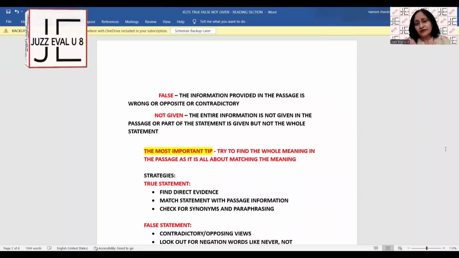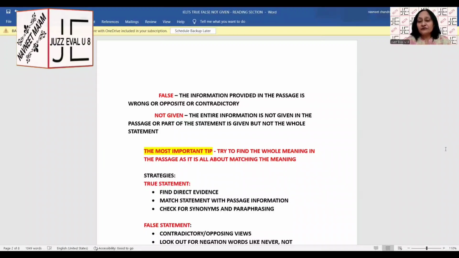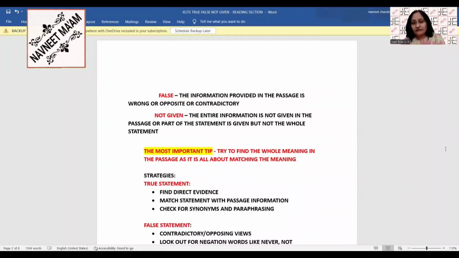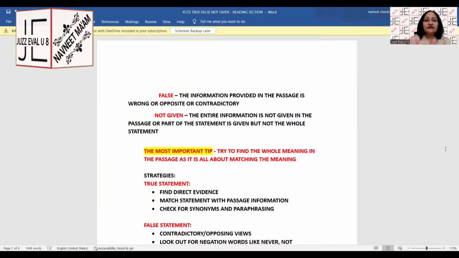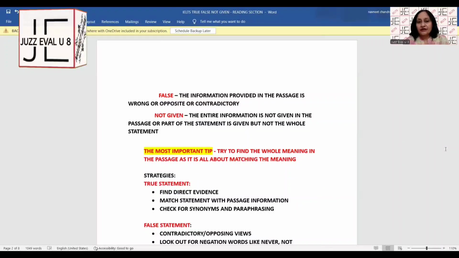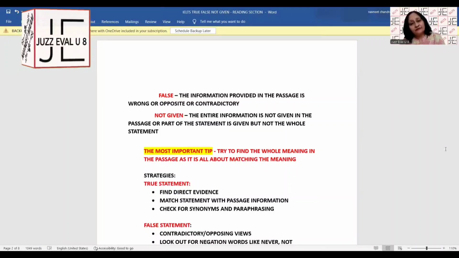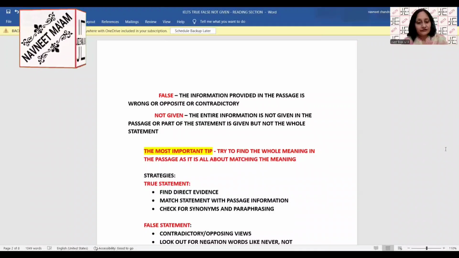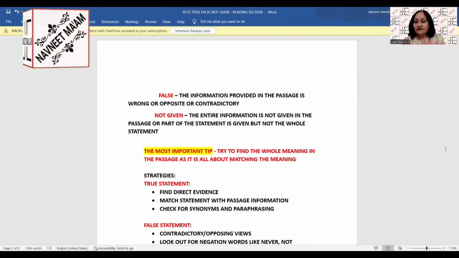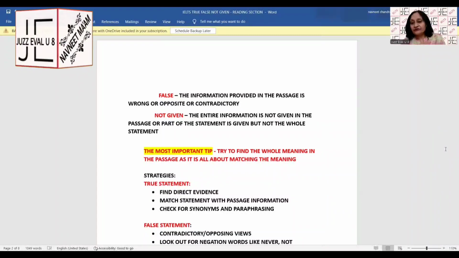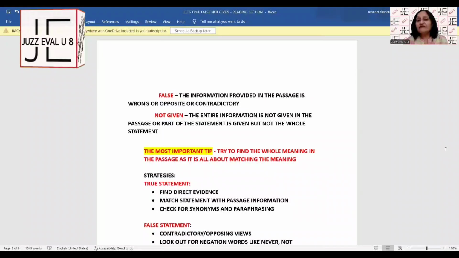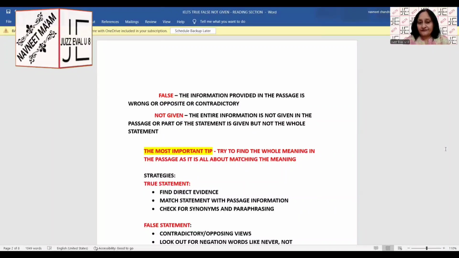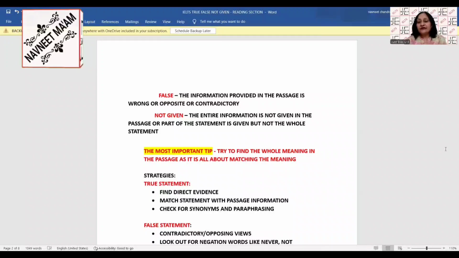And then when we talk about partial information, like I said, Sita is going to the market in the evening. But in the passage, it's mentioned Sita is going to the market. It's not mentioned whether she'll be going in the evening or morning or afternoon. So a part of the information is given, but part of the information is not given. It's missing. So whatever is missing, some sort of information is missing. That is not given.